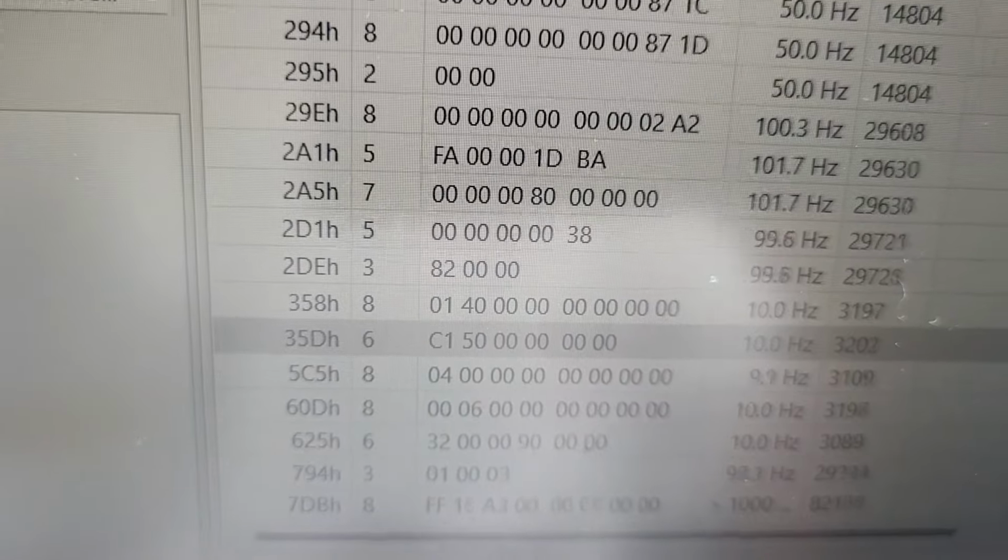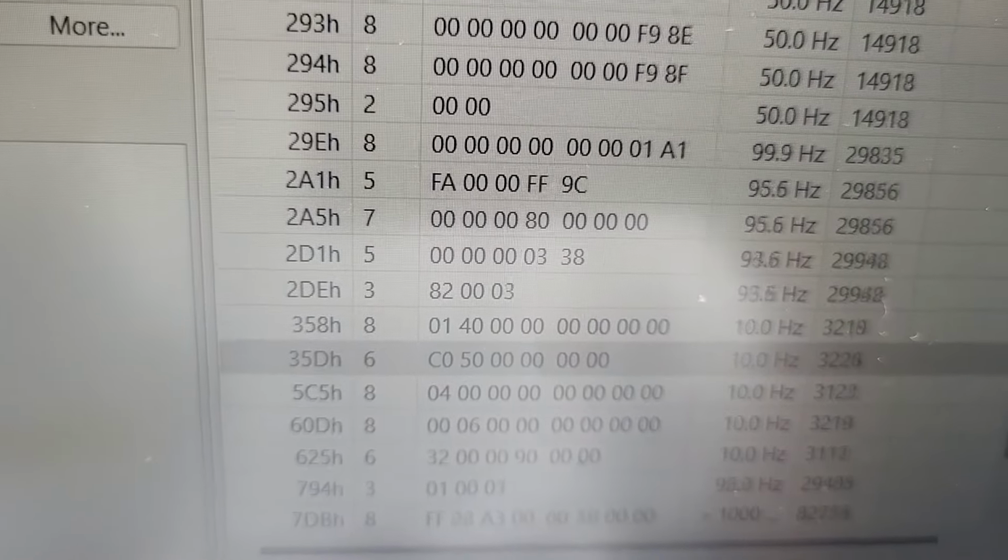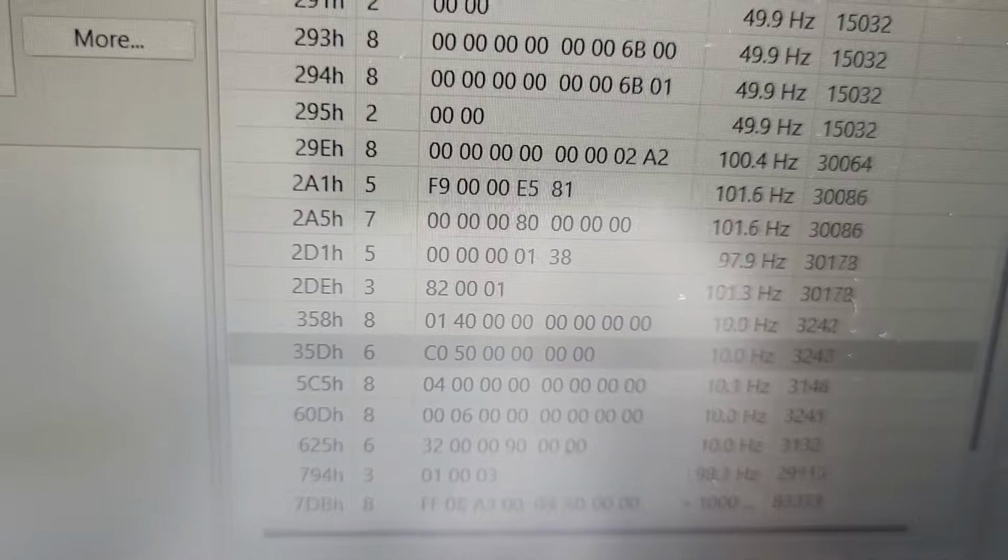Yeah, so C1 is changing. I'll just turn the fan down a bit so it doesn't ruin everything.